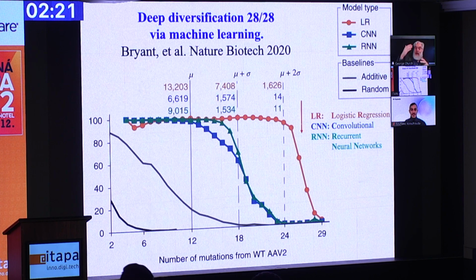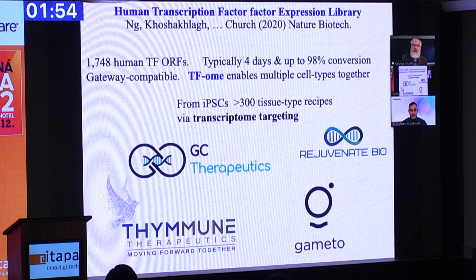If you get to that high a level of random mutagenesis, or even somewhat informed naive models, it breaks the function of the protein of the capsid. But with logistic regression and other deep learning methods, we can get a 90% yield on 25 out of 28, and even substantial libraries with multiple members with 28 out of 28 changes.